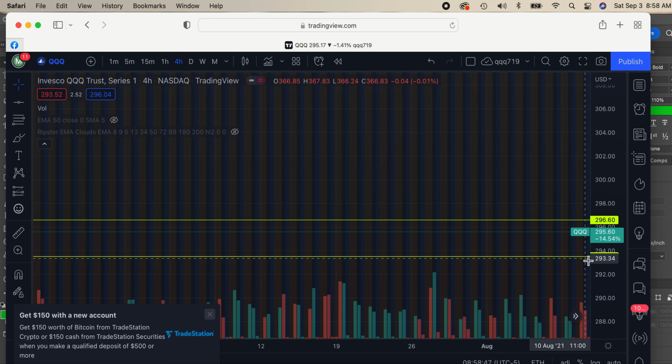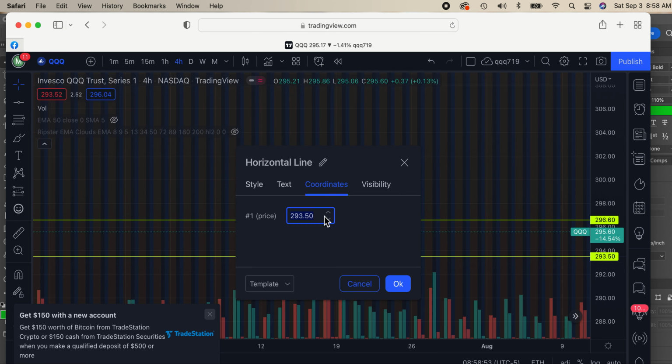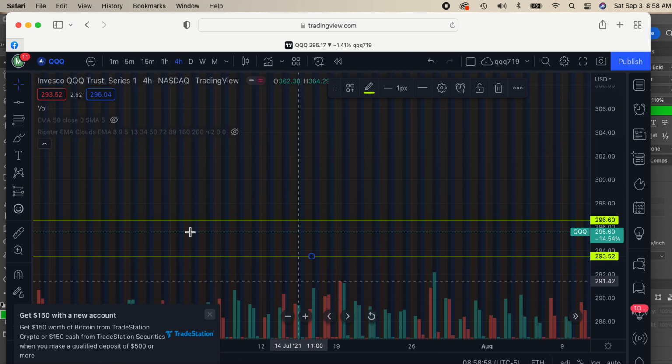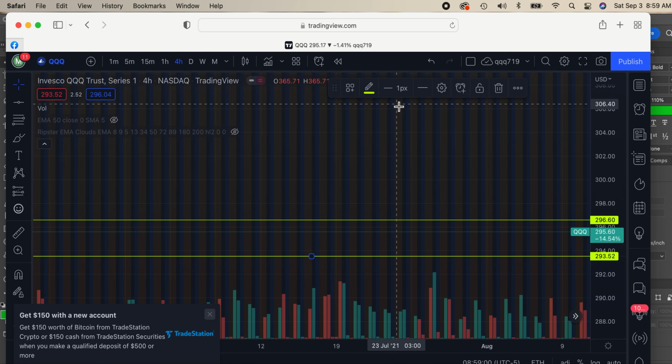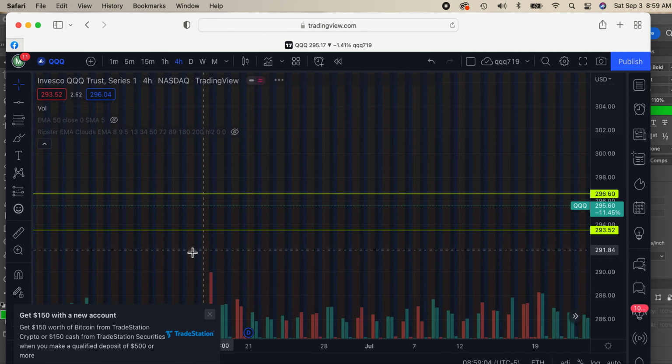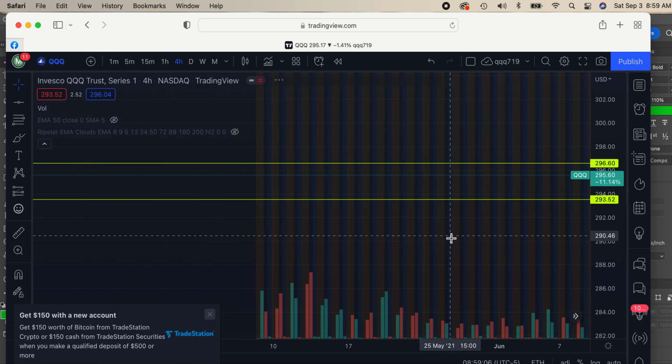So really you could change your line. I promise you I've never done this before. I don't trade QQQ very often. 293.52. Okay, that's where our new line is. Put that line on your chart. Let's keep going back to 2021.